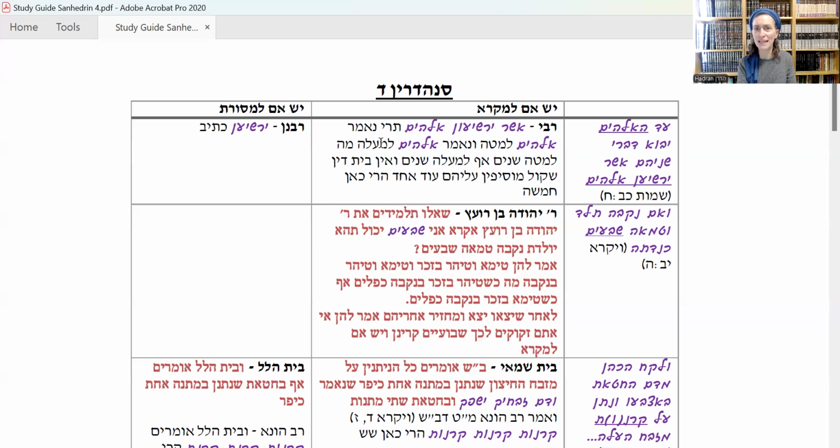Okay, let's go through what's yesh aim lamikra and yesh aim lamasoret. Aim lamikra. Aim means like the mother, as is great for us women. The mother is the main thing. So there's the mother. The main thing is the mikra, the way we read it. And yesh aim lamasoret is the way the tradition tells us it is. Now, what does it mean the tradition tells us it is?